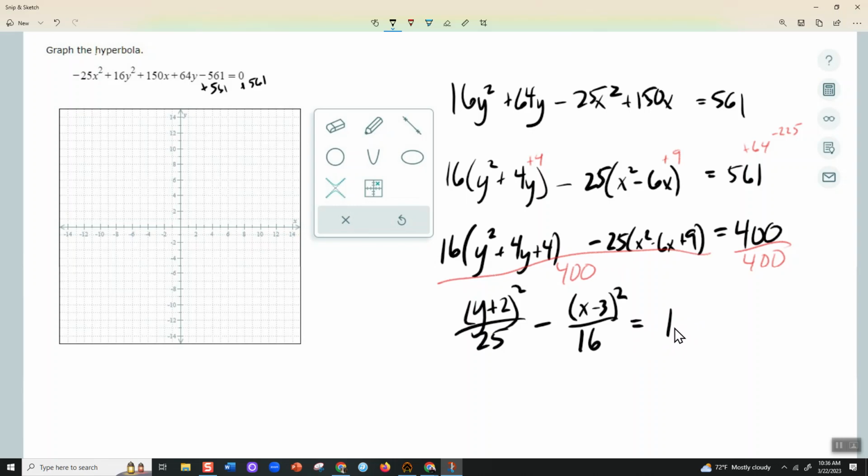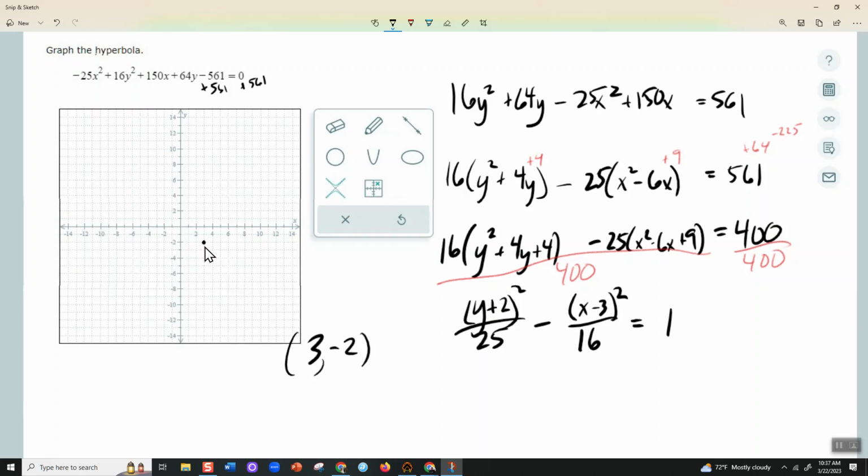Now, I know it's in standard form. I also know that I'm subtracting my x squared, so it's got to be a vertical transverse axis. And my center is going to be at, always do the x value first, 3 and negative 2. So I'm going to 3, negative 2 is my center.